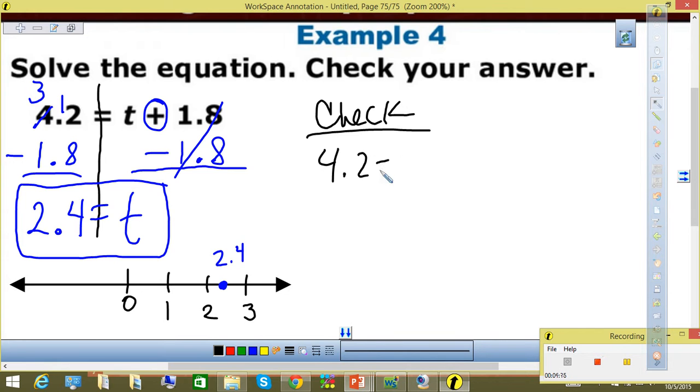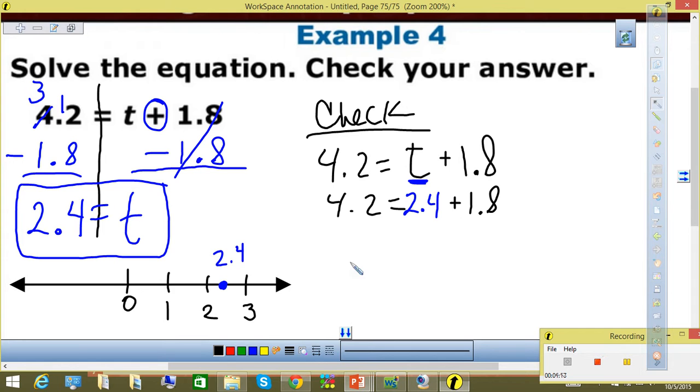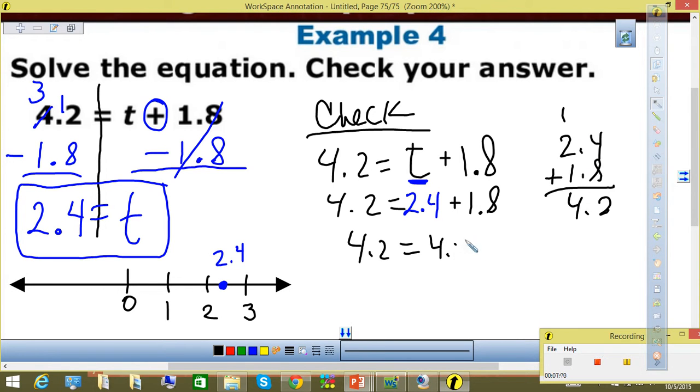4.2 equals T plus 1.8. But instead of T, what are we going to write? En vez de T, ¿qué vamos a escribir? 2.4. Bring everything else down. 4.2 equals 2.4 plus 1.8. I'm going to do this one over here. 2.4 plus 1.8, that's 12. I got 1, and that is 4. 4.2, and that is correct.